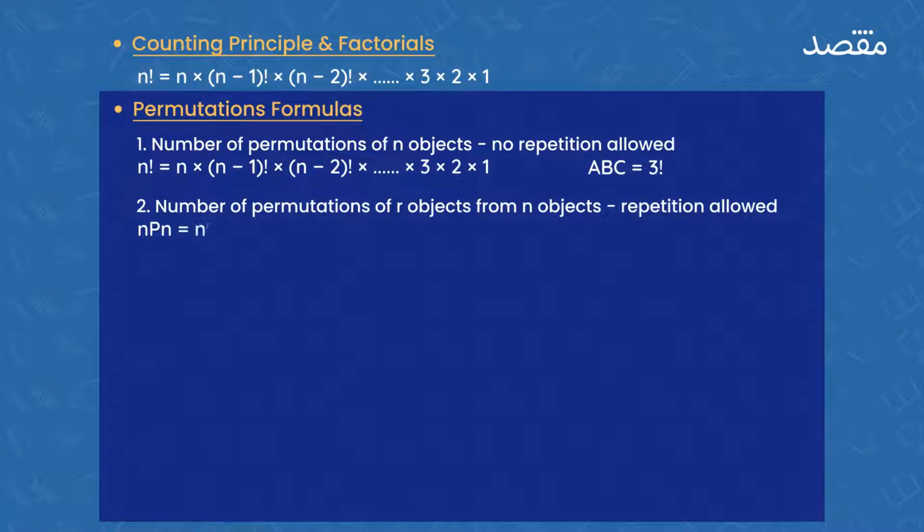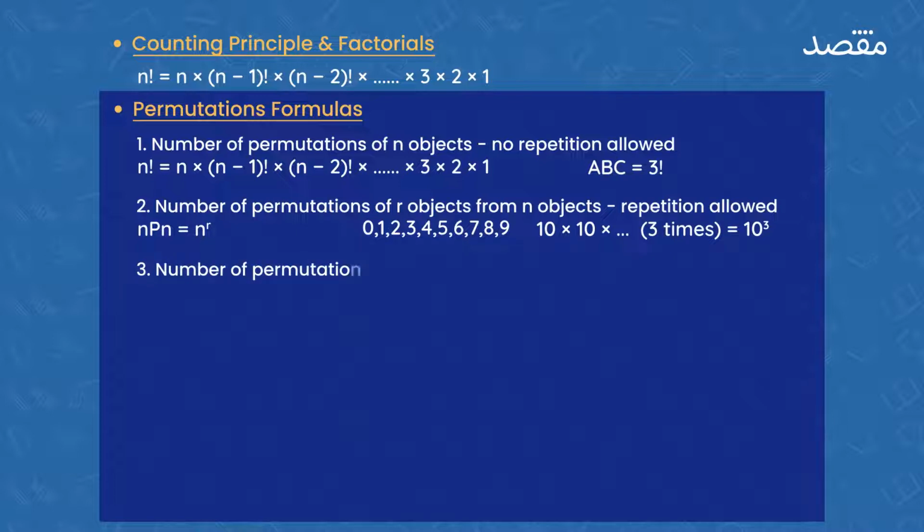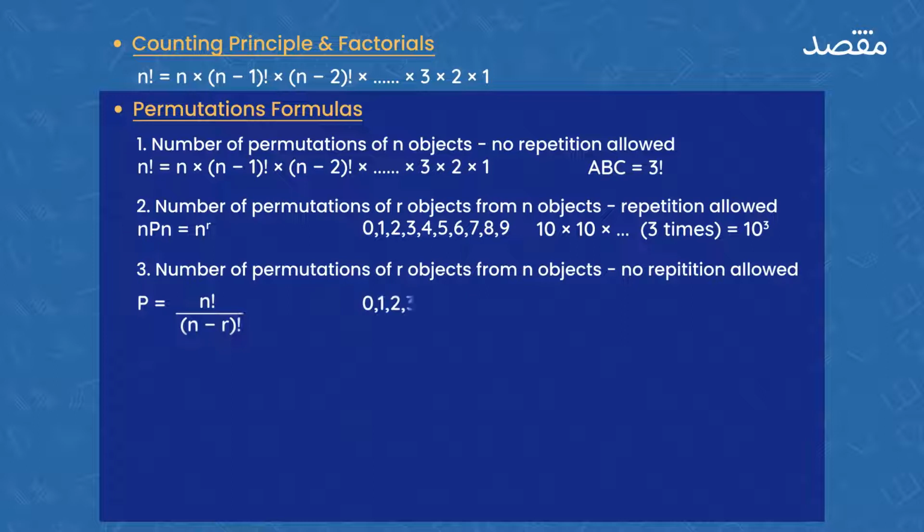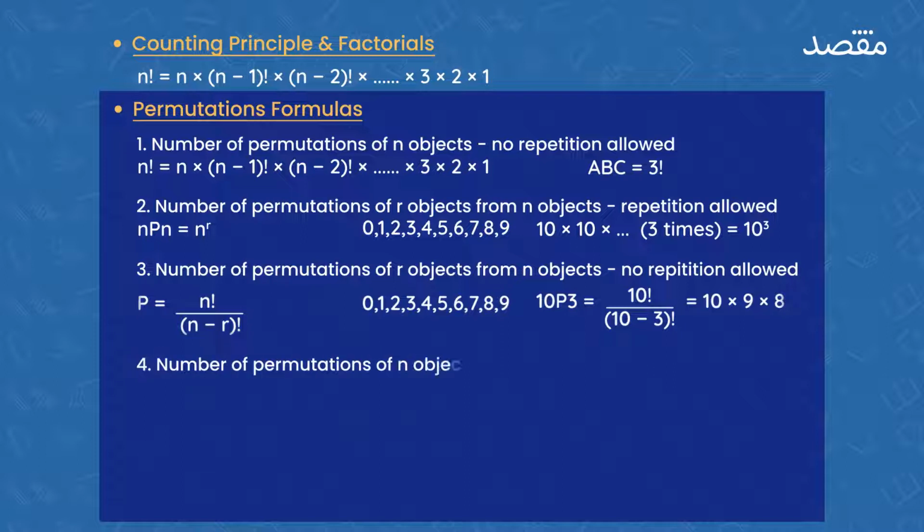Such as in the lock above, there are 10 numbers to choose from, 0 to 9, and we choose 3 of them as this. Then we saw some examples of the number of permutations of r objects from n objects, where no repetition was allowed. So selecting 3 numbers out of 10 would be 10 into 9 into 8. Then we dealt with the number of permutations of n objects in which some objects are alike, such as Mississippi, by dividing factorials of the number of the same objects.